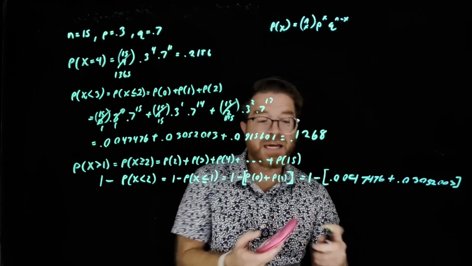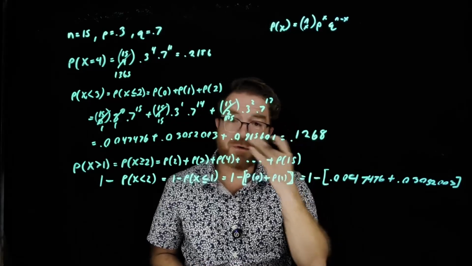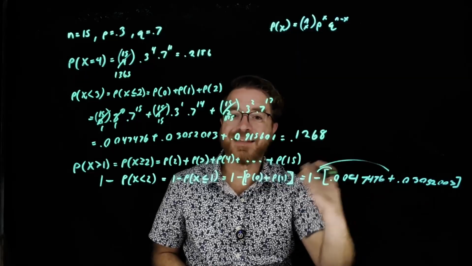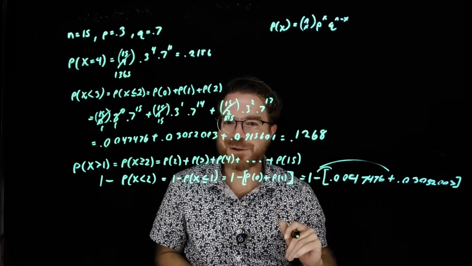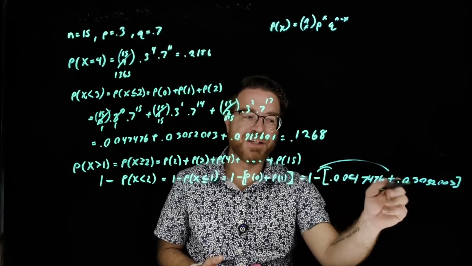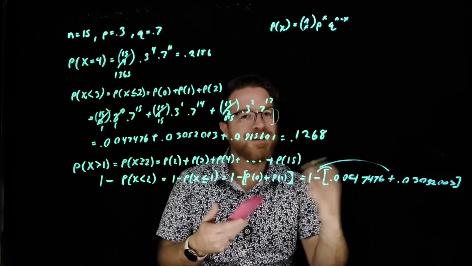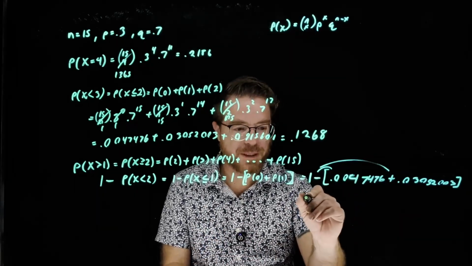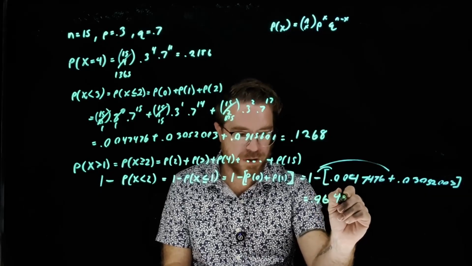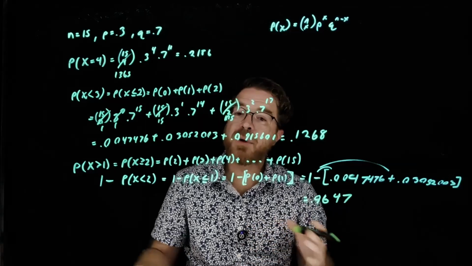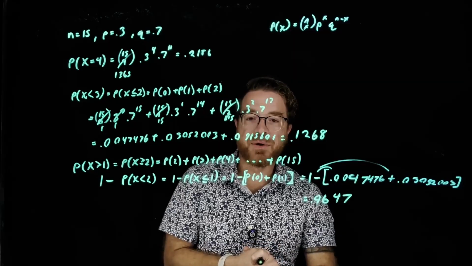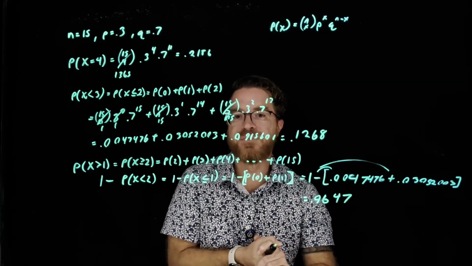0.03052003. By the way, if you're doing this on your calculator, be careful because you need to distribute this negative, or you need to first figure out what this value is and then subtract it from 1. The most common mistake I see students make here is they'll do 1 minus this value, but then they just do plus this. And if you don't have parentheses, that's going to be incorrect. So I get a probability of 0.9647. So that's the probability that more than one person owns a tablet computer. 96.47% chance of that happening.